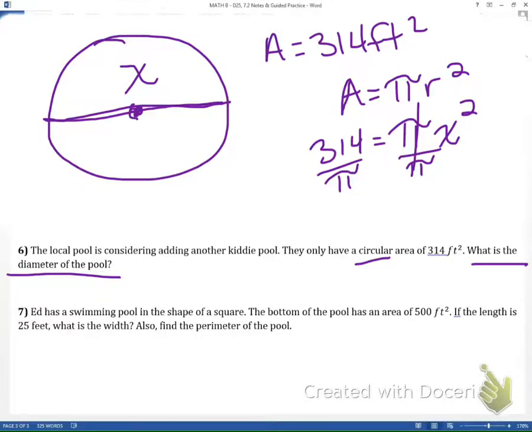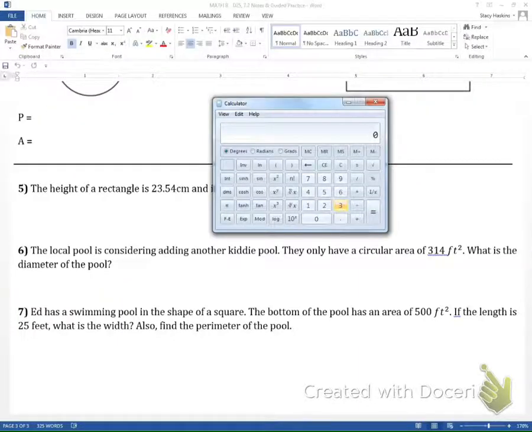So 314 divided by pi, what do you get? I'm going to use my calculator here. 314 divided by pi. Wow, that's a great big decimal. 314.1579. Leave that in your calculator for the next step.